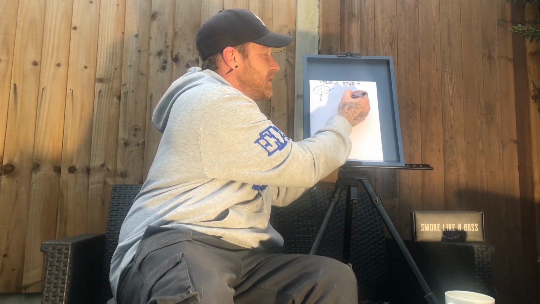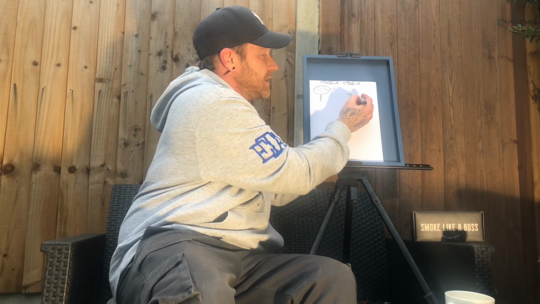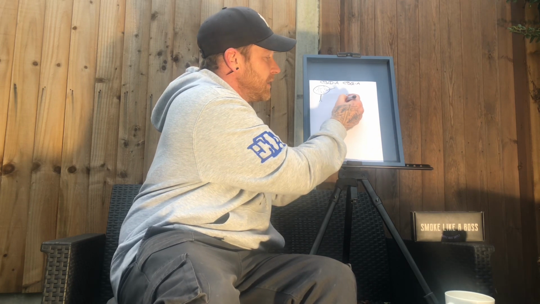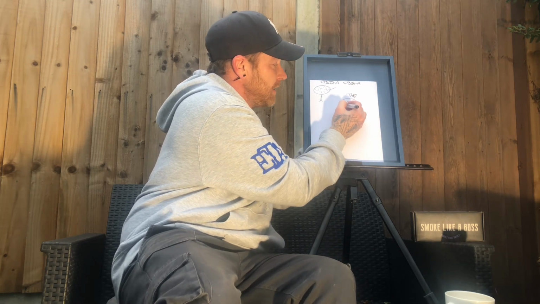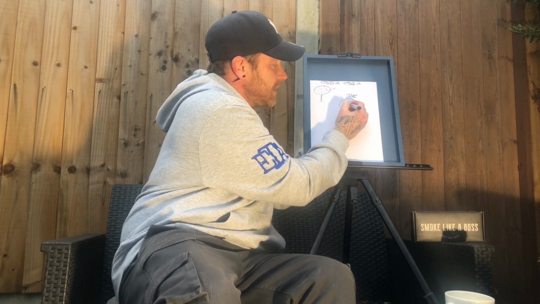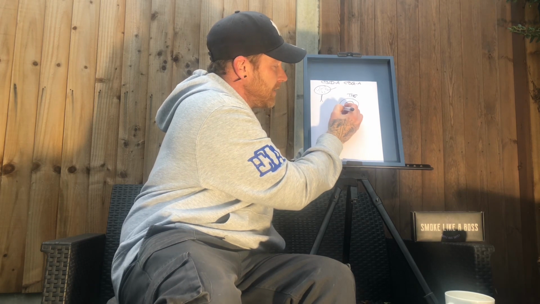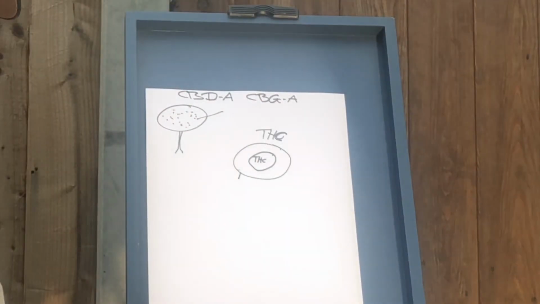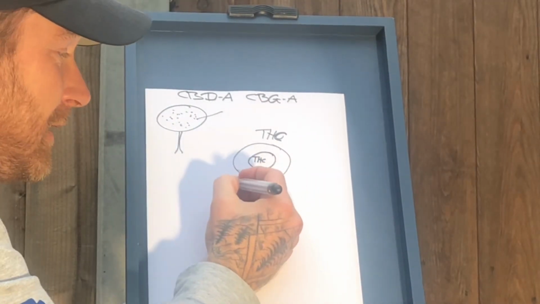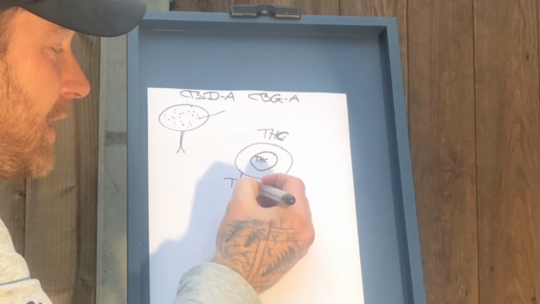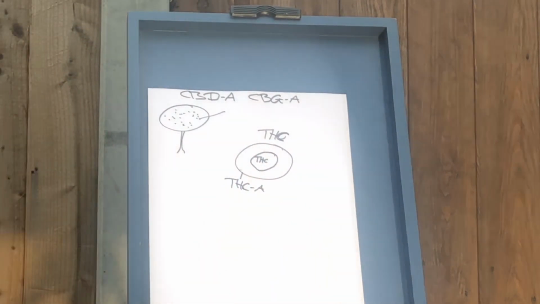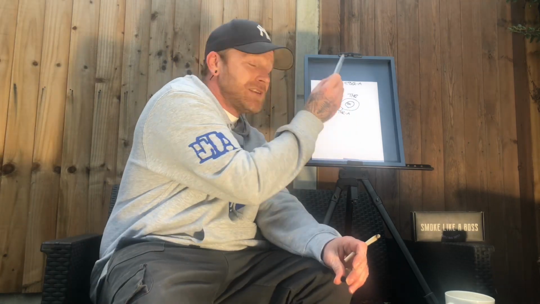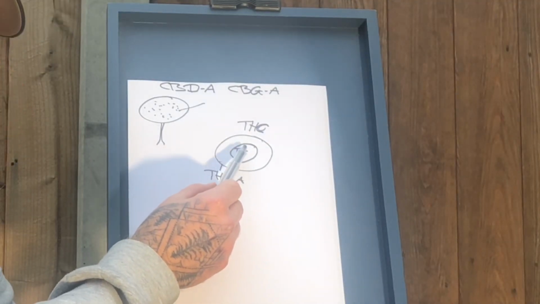So let's go THC, right? That's THC. And because it has this around it, this is the acid. The A, the acid. THC-A. So when you get THC-A flower, it's been tested whilst that acid is still there, because THC is psychoactive.